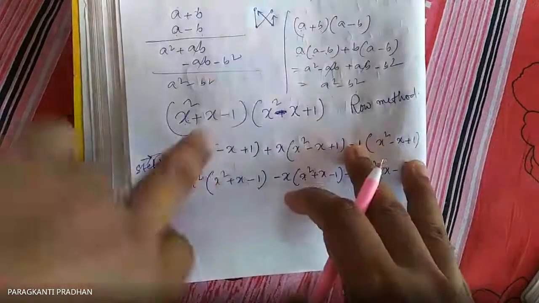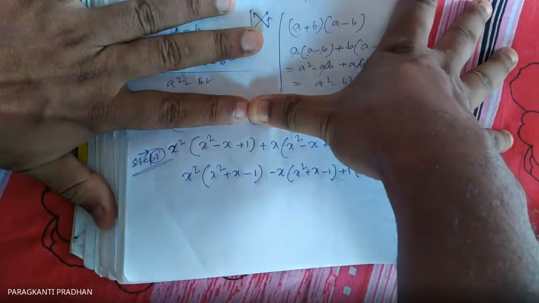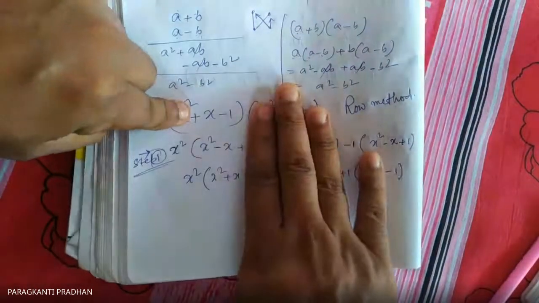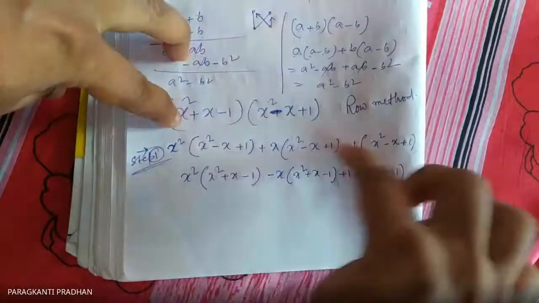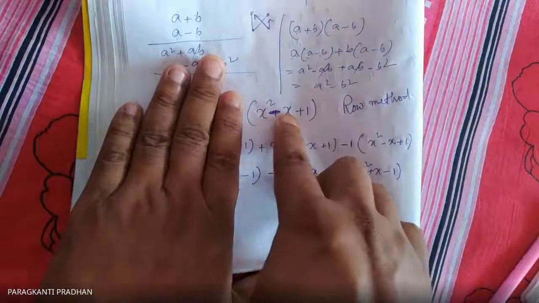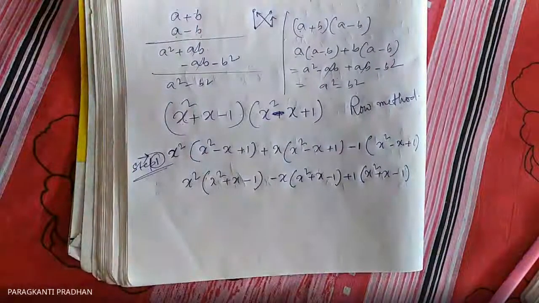I repeat, this is the trinomial term and this is the trinomial term. Now x square into this whole plus x into this whole and minus 1 into this whole, this is the first method, or this x square into this whole minus x into this whole and 1 into this whole. Is it clear, students? Yes, sir. Everyone? Yes. Good.